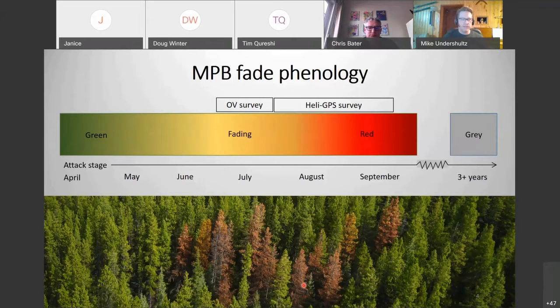It's also part of the difficulty in this that within years and between years, there are changes in the phenology of that fade. It depends on things like moisture. It depends on the attack intensity on the trees. So sometimes the fade is late, sometimes the fade is early. So it's just important to understand that.